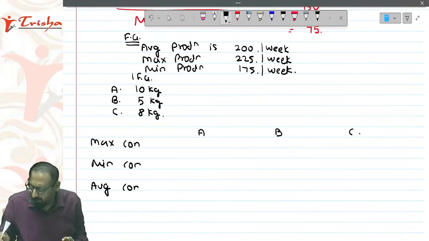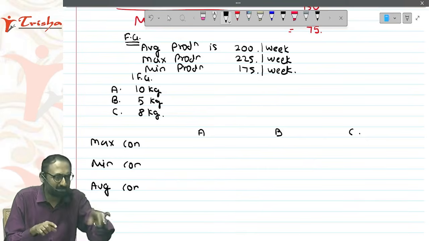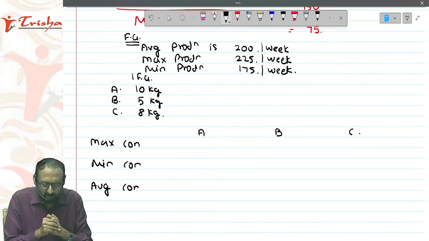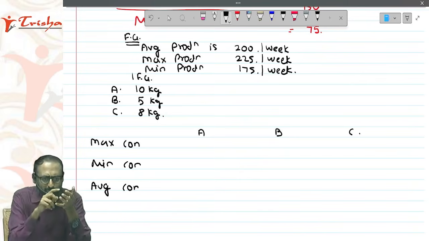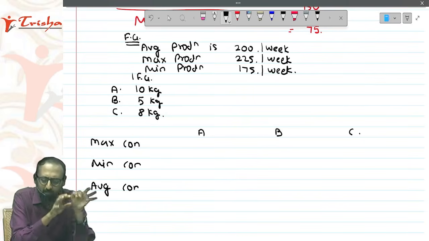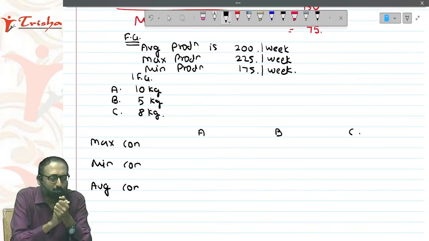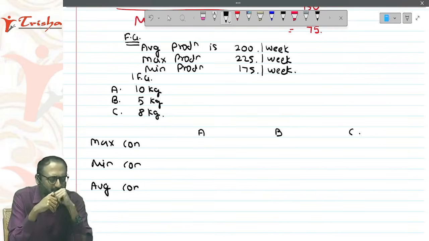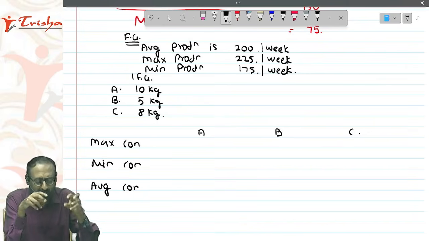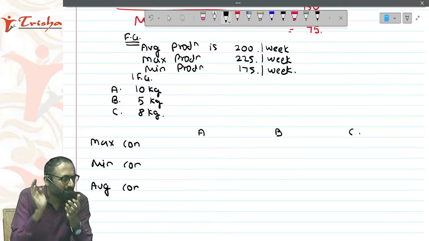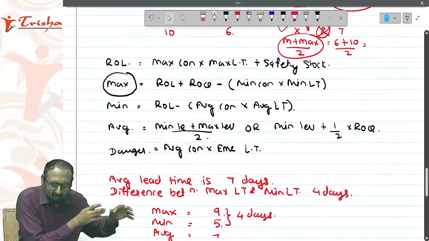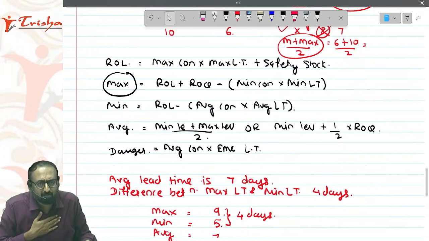Yes, Sirji, I'll repeat my question. A difficult question is there in your study material. We have taken this question where the demand of the final product is given. The company produces average 200 units per week, maximum 225 units per week, and minimum 175 units per week. Now, to produce 1 unit of final product, 3 raw materials are required: material A, material B, material C. 10, 5 and 8 kg are required to produce 1 unit of final product.